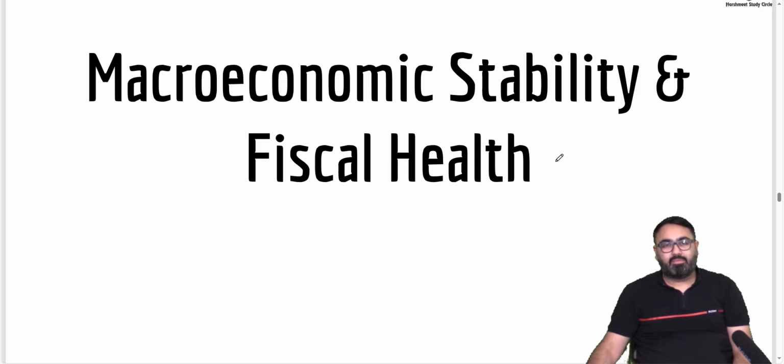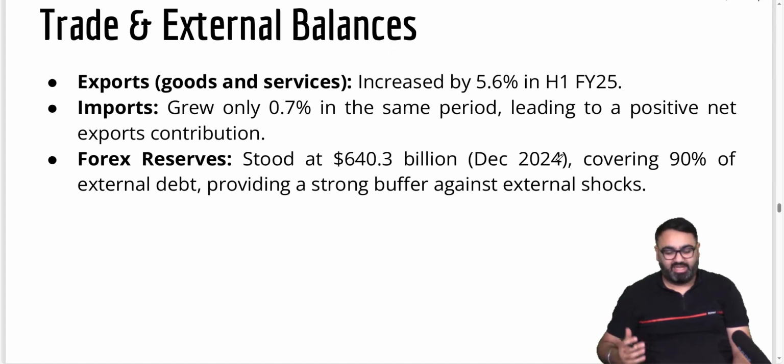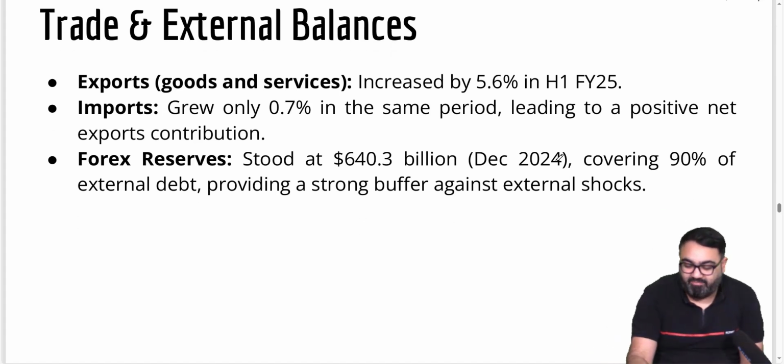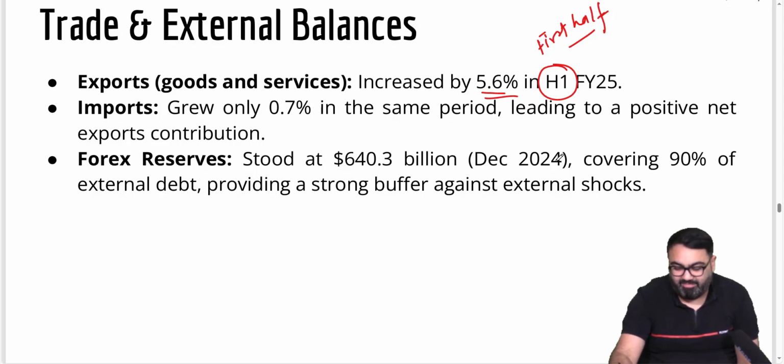The survey in the first chapter also talks about some macroeconomic stability and fiscal health of the country. For example, it talks about imports and exports. So exports increased by 5.6% in the first half. H1 means first half of the year. So first half basically means from, as you know, India's financial year starts from April. So from 1st April to 6 months. That is from 1st April to the end of, let's say, September.